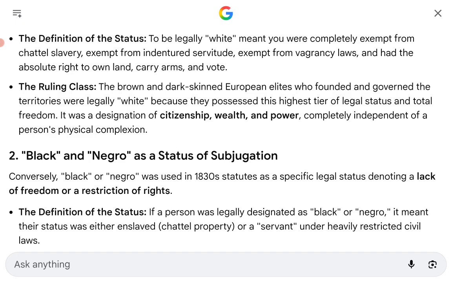They were socially white. The ruling class, the brown and dark-skinned European elites who founded and governed the territories, were legally white. Let me say that again to the people in the back who didn't know that black Europeans were in America as elites. Right? You see them in the Victorian era with their puffy dresses and their pulled up hair. The ruling class, the brown and dark-skinned European elites who founded and governed the territories, were legally white because they possessed the highest tier of legal status and total freedom. It was a designation of citizenship, wealth, and power, completely independent of a person's physical complexion.